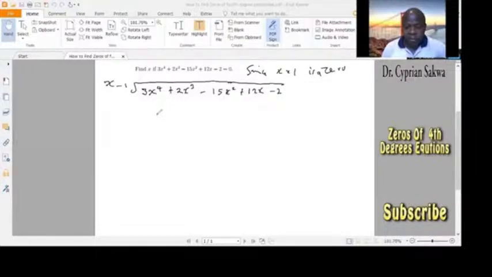We want to divide this into this to get a cubic equation that will again reduce to a quadratic equation. So we ask ourselves, how many times does x go into 3x raised to 4? And the answer is that it will go there 3x raised to 3.